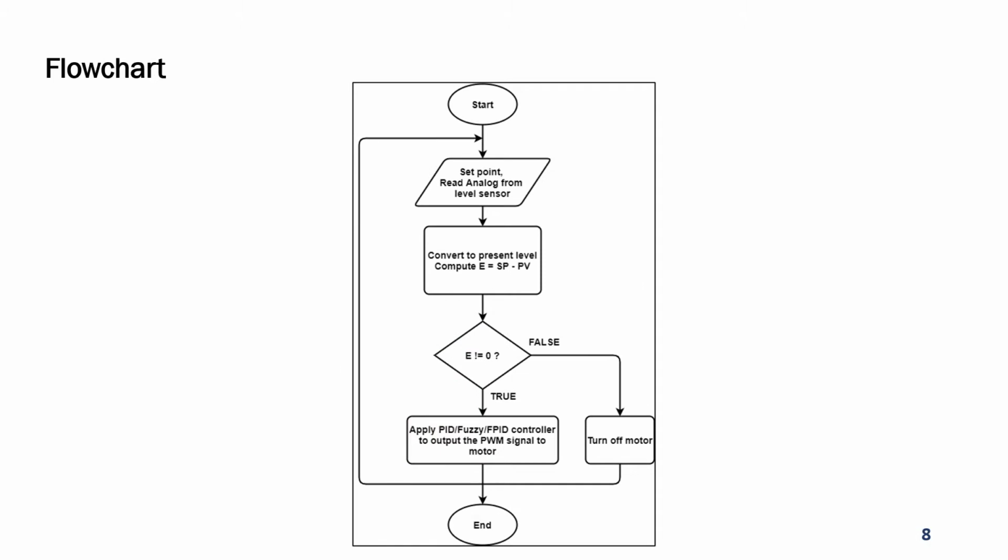So this is the flow chart of the system. First we type in the set point, and we read the analog signal from the level sensor. Next we convert the analog signal to the present level of the tank, and we also compute E, which is the set point minus PV. The condition checks whether E is equal to 0 or not. If E is not equal to 0, we apply the PID, fuzzy or FPID controller to output the PWM signal to the motor. If not, we turn off the motor, and we keep it in a loop to keep the present value equal to the set point.